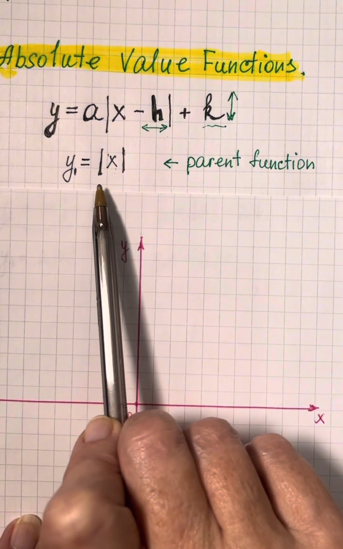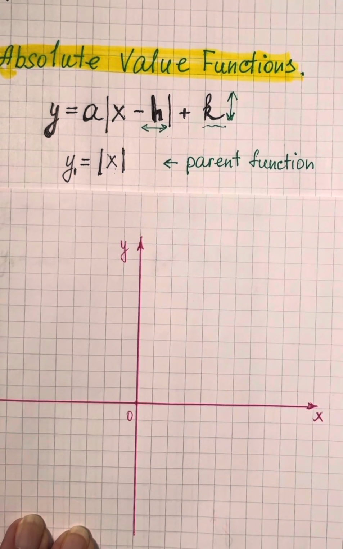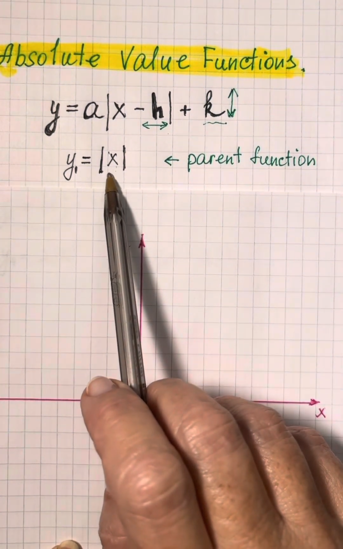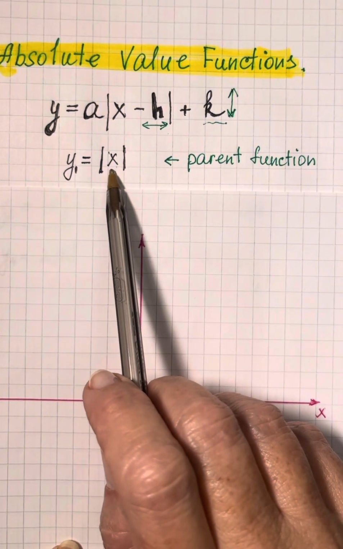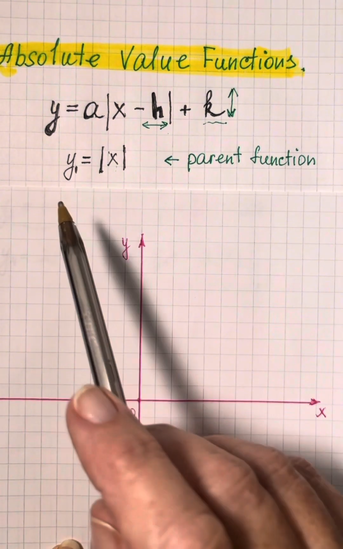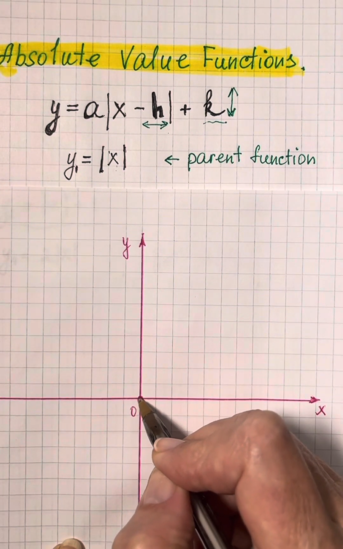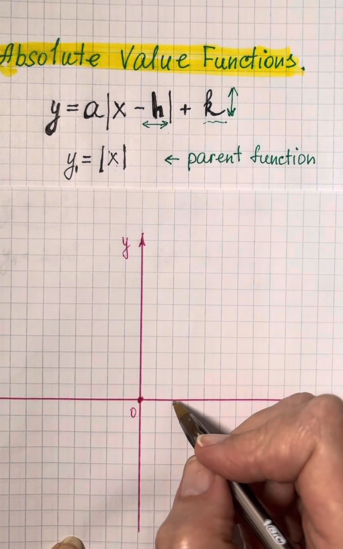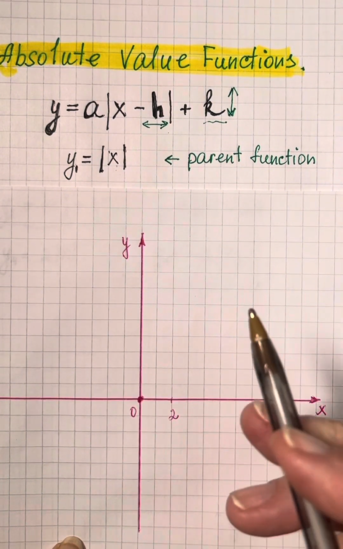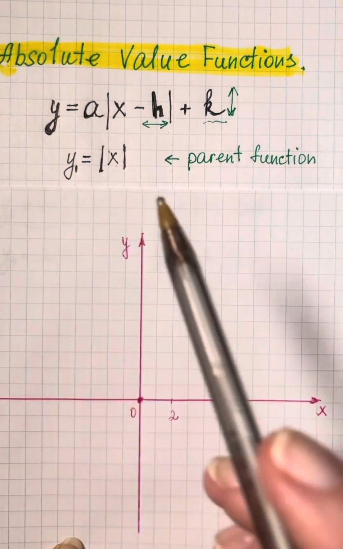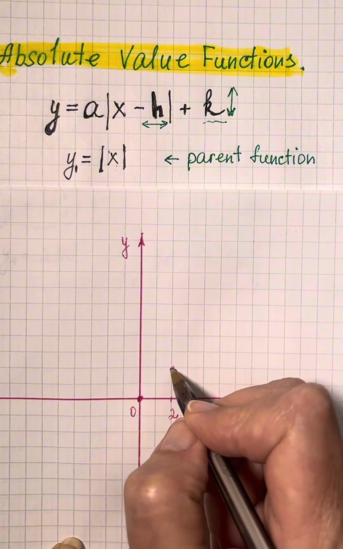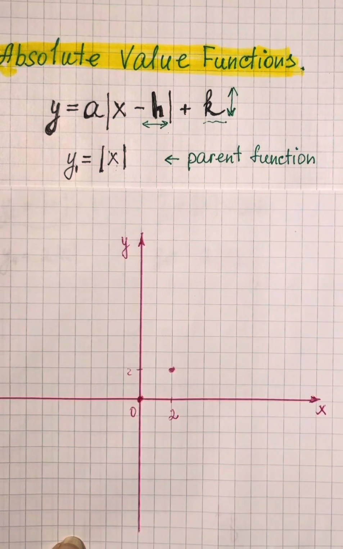It's pretty easy. We just plug in values of x and find corresponding values of y. Let me start with 0. If I plug in 0 here, absolute value of 0 is 0. So the first point would be right here. We plot it in the coordinate plane. Let me try, for example, 2. Absolute value of 2 equals 2, so the corresponding value of y will be 2, and that's what I'm plotting.